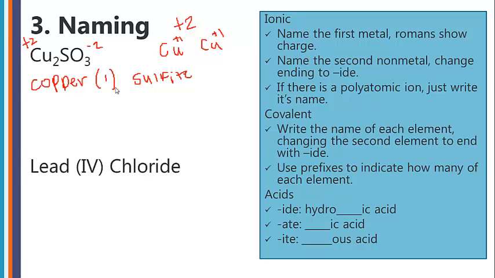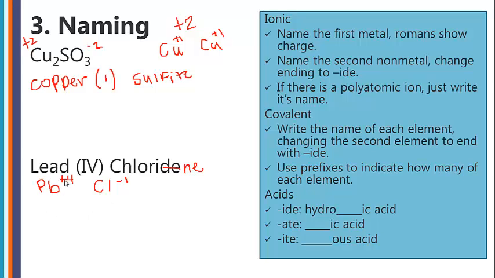Next is lead-4 chloride. So once again, we've got another ionic compound. The first one was also ionic. We've got lead, which is Pb, and 4 chloride. So that 4 is telling me the charge of the lead. Not how many, it tells me the charge. Chloride, before I changed the ending, used to be chlorine. So chlorine is Cl, and it's got a charge of -1 based on its position on the table of elements.